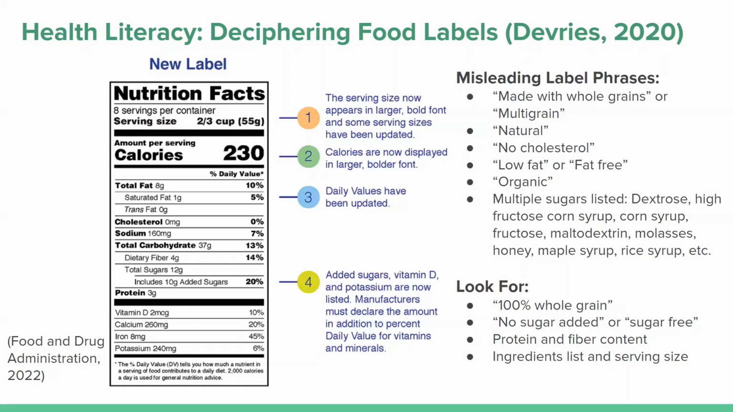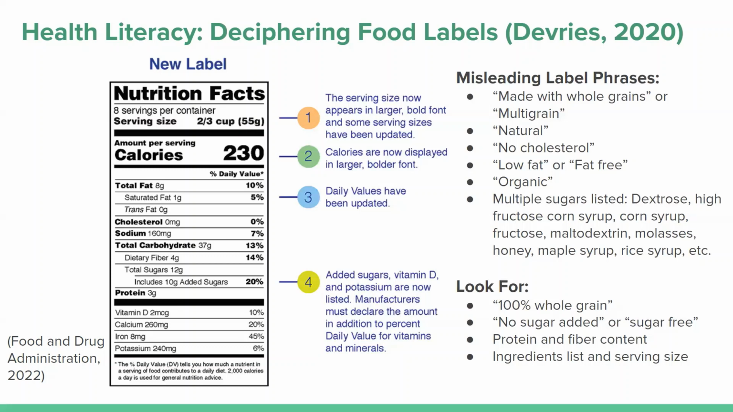Organic is also a very vague term. Organic doesn't necessarily mean healthy, although it can seem that way. Another thing to watch out for is when there's multiple sugars listed. Sugar can take on different terminology.